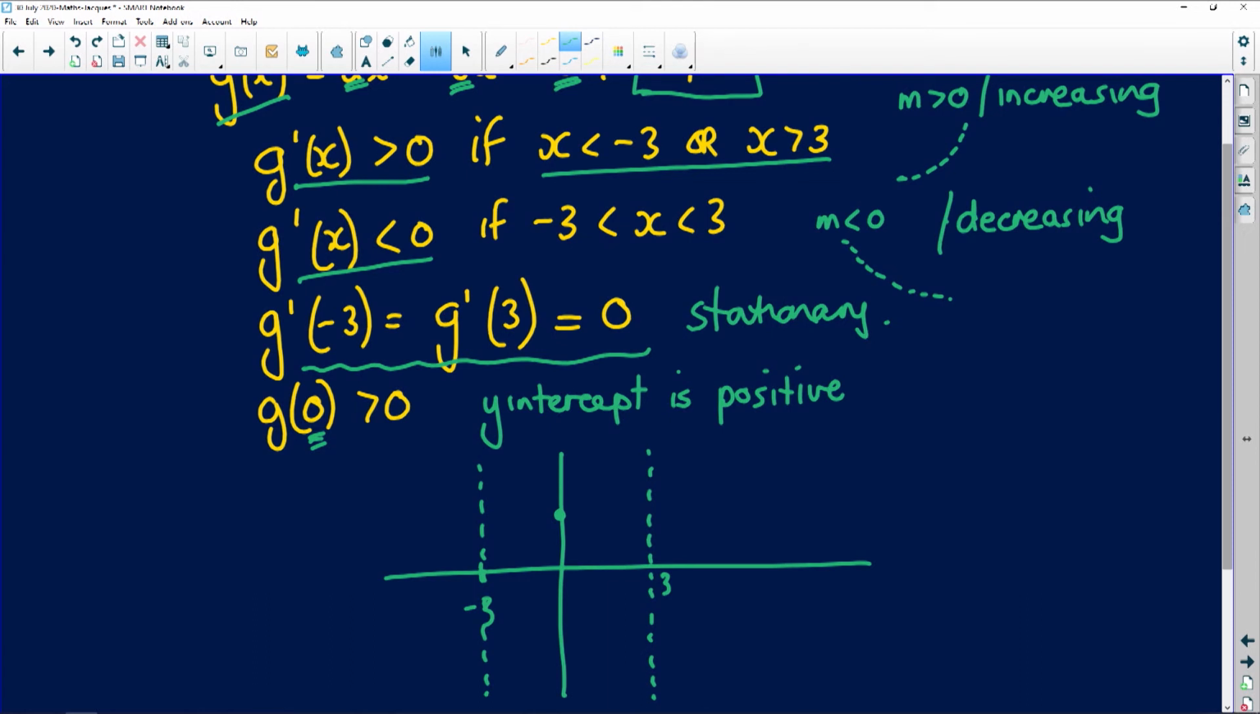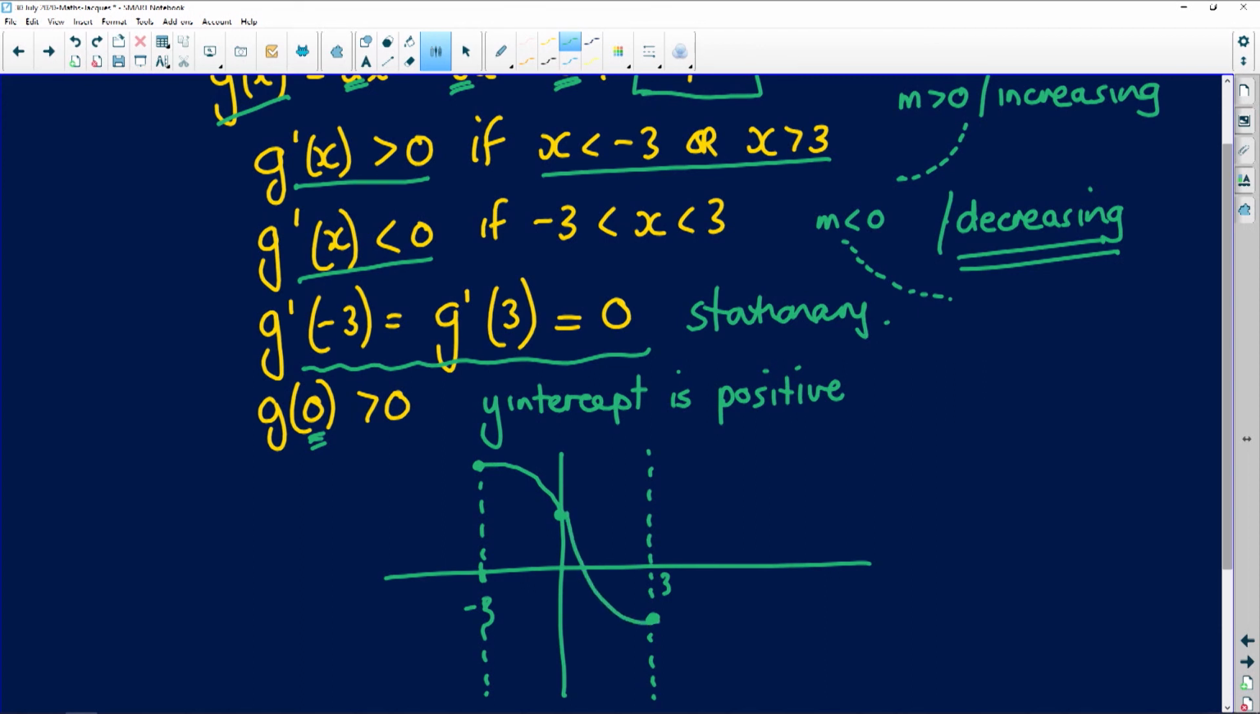Now, between these two, the graph is decreasing. So it has a negative gradient. So let's just put one point up there, and we can put the other point down here. I'm just going to be funny and put it over there. We don't know where it goes to. So for that section, it comes down and it goes through this point.